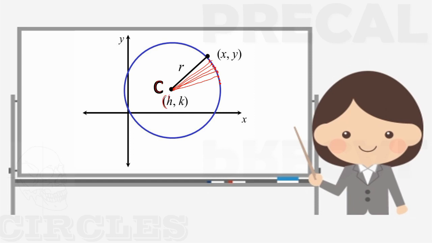So, ang ordered pair, HK. At yung distance naman ng point sa circle to the center is referred to as the radius. At yung certain point in a circle is referred to as P or point. I-represent siya by X and Y.